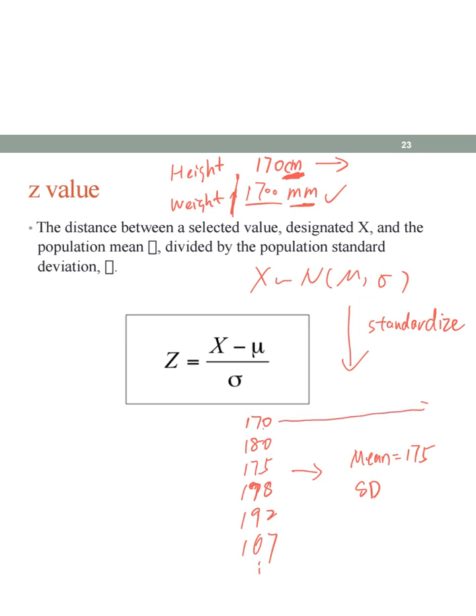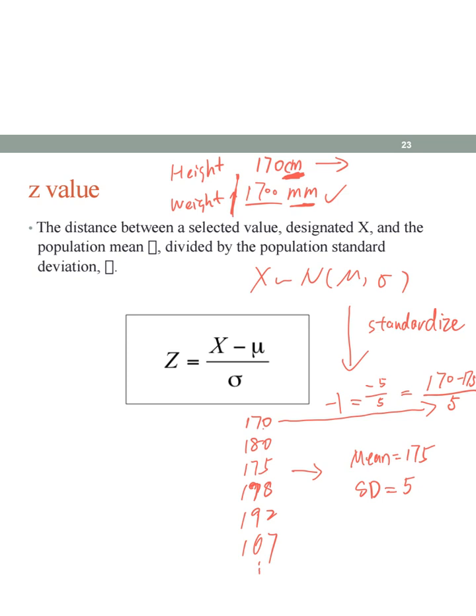For the standardized version of 170, it is 170 minus 175 over the standard deviation. Suppose I find the standard deviation equal to 5, so this number is divided by 5. So this is the standardized version for 170. 170 minus 175 is equal to -5, and -5 over 5 is equal to -1. So it can make our values fall into a much smaller range.